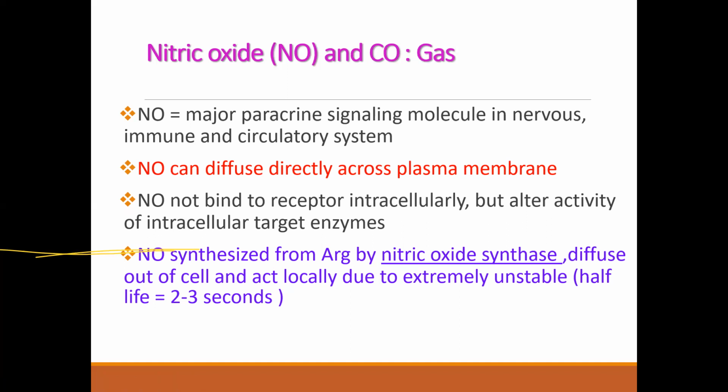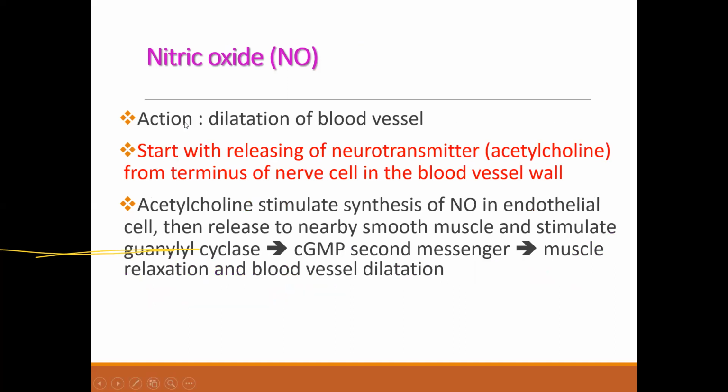And after that, nitric oxide will diffuse out of the synthesizing cells and act locally, because nitric oxide has a short half-life, only 2 or 3 seconds. Therefore, nitric oxide just acts locally and regulates the nearby cell. I mean, the target cell of nitric oxide is close to the synthesizing cell because the half-life is quite short. The action of nitric oxide is to dilate the blood vessel. Okay, we can see the mechanism of synthesizing and also the mechanism of nitric oxide on regulating the smooth muscle.